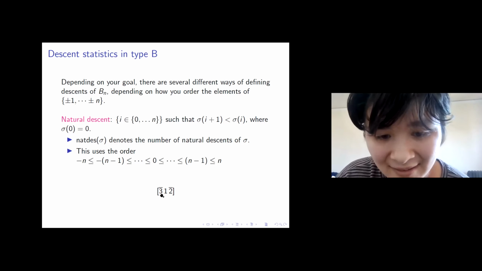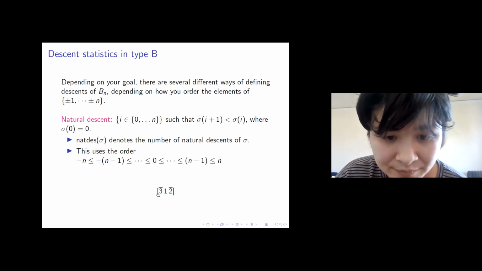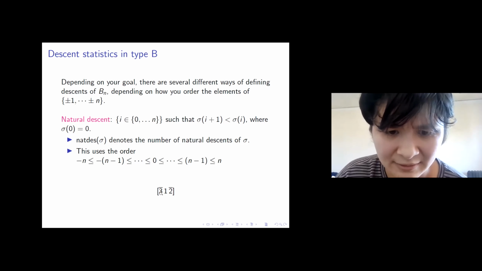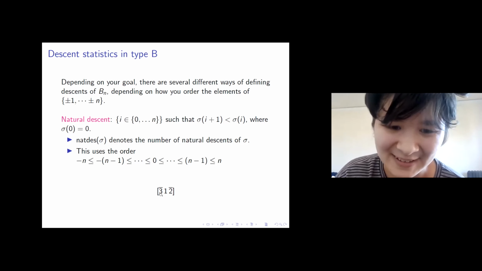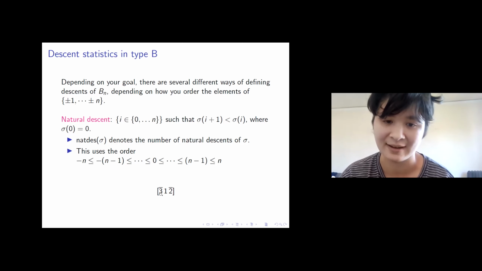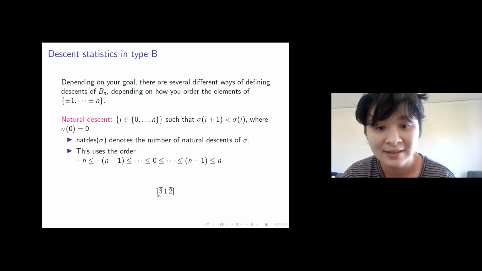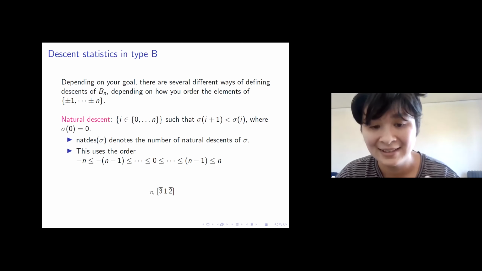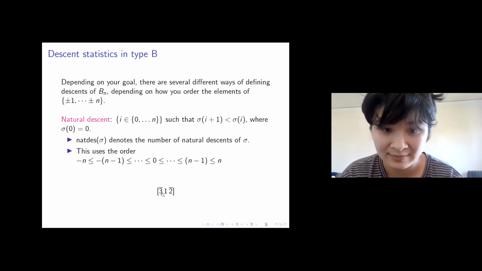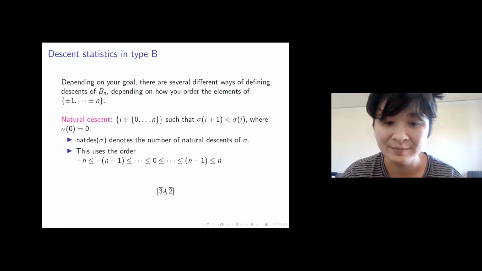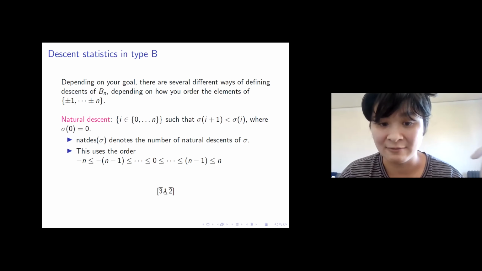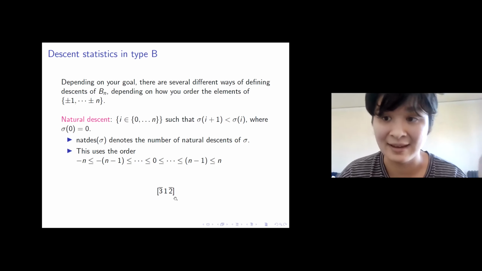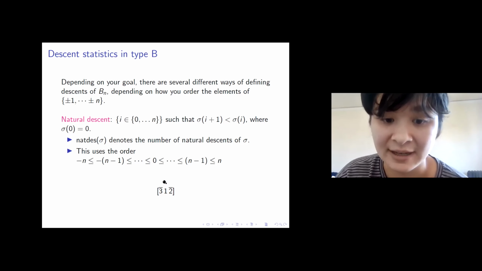Let's just look at this example. This is notation in which this 3 bar means -3 and this 2 bar means -2. We have a descent here because we're starting from 0 and then going down to -3. So that's one descent. Then we're going up to 1, so that's not a descent. And then we're going down again to -2. So here we would have 2 natural descents.